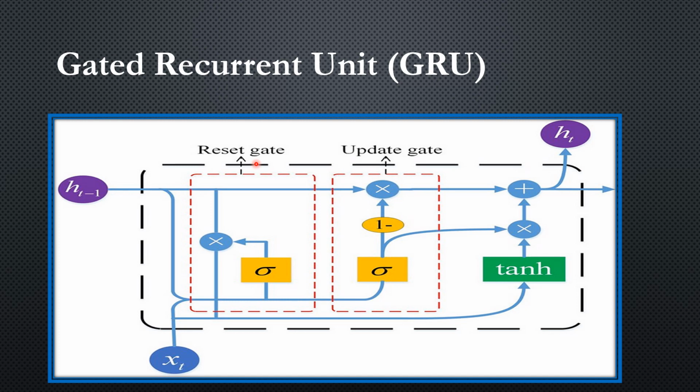And then we have the output. The final output is the representation of the current element in the sequence, which is a combination of the updated memory cell and the information from the update gate.